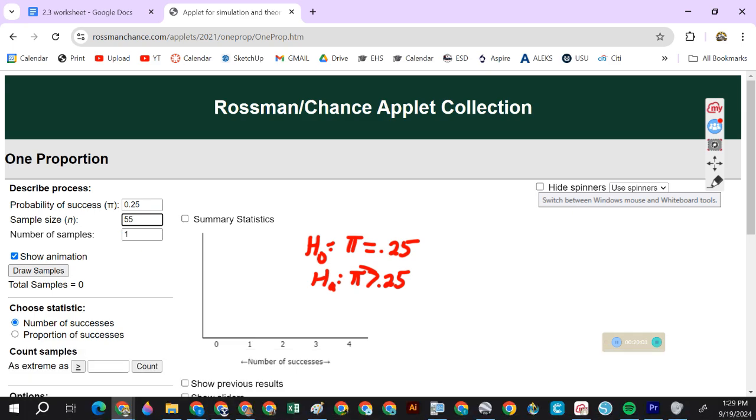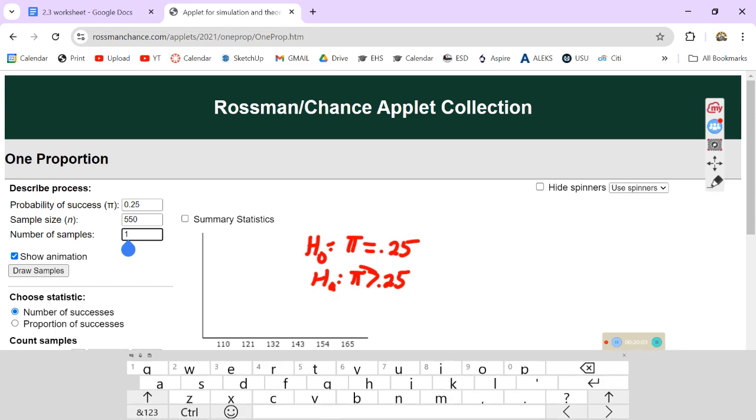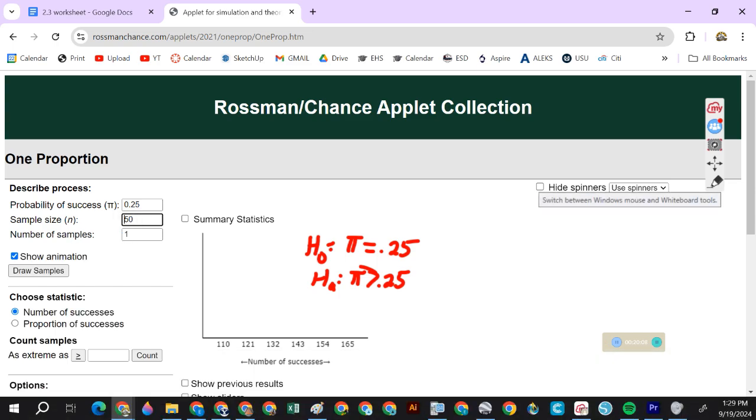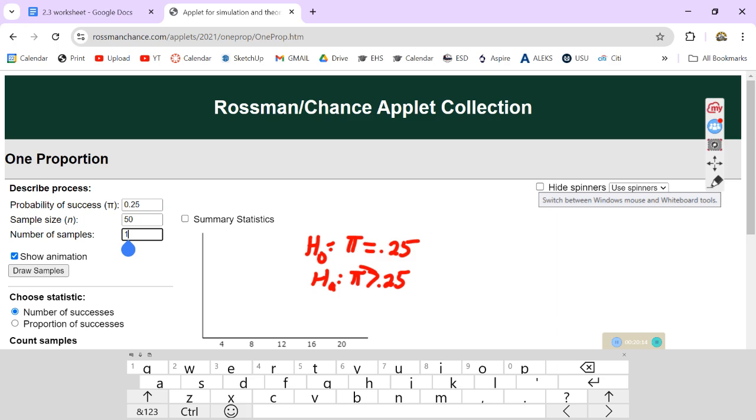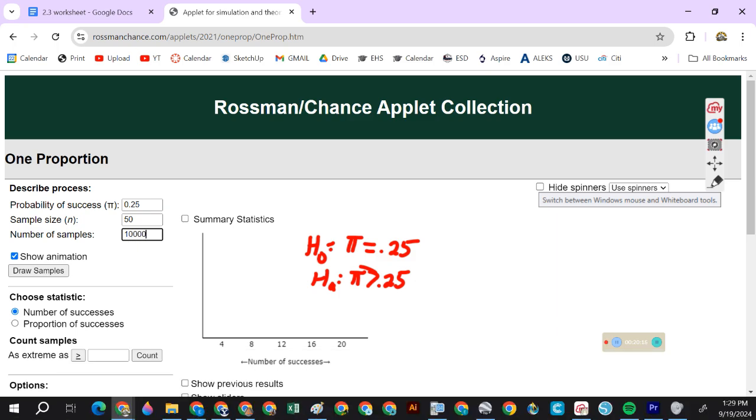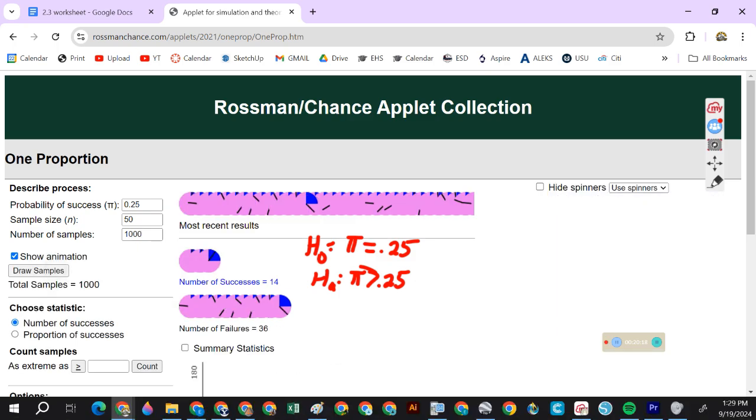50. Okay. How many samples, not 50. How many samples should I take? A lot. 1,000 is usually enough. 10,000 will also work. 1,000,000 would work. Okay. So I draw the samples.